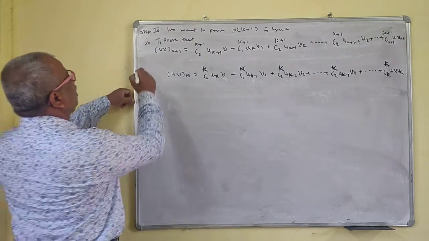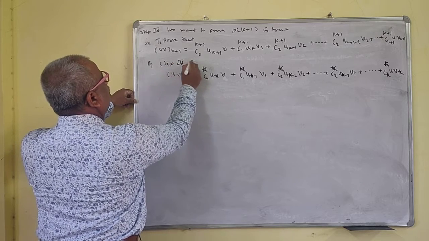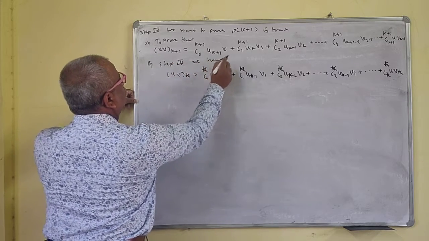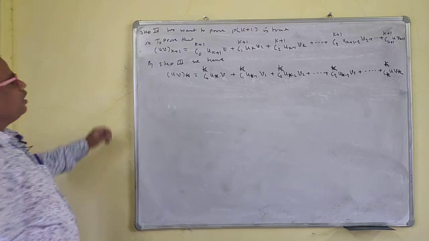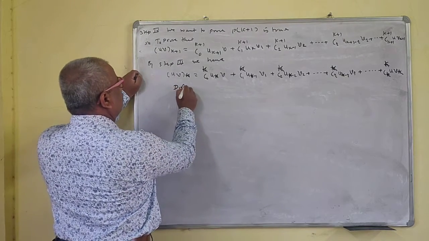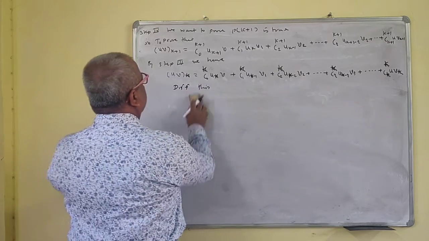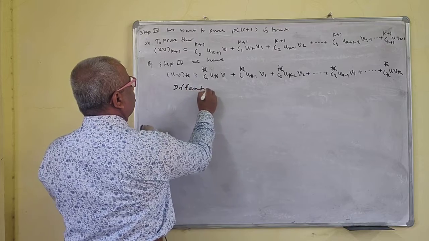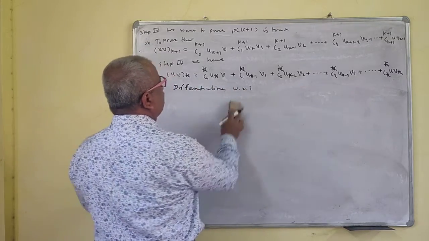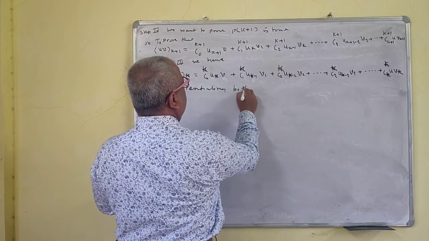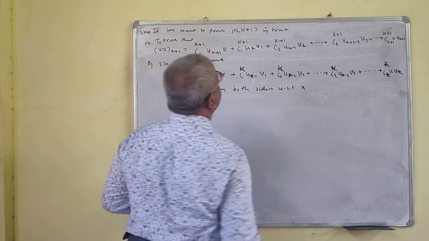So by step 3 we have this. Differentiate this, differentiating both sides with respect to x.